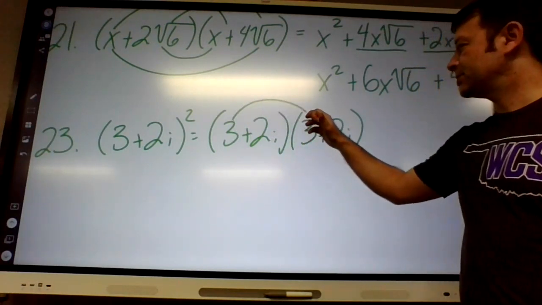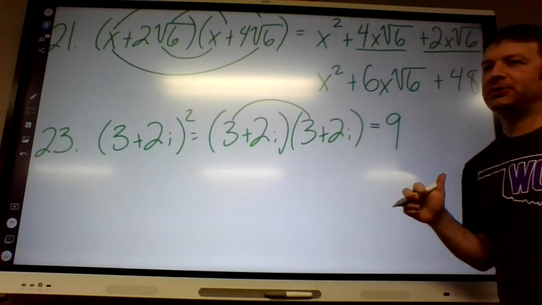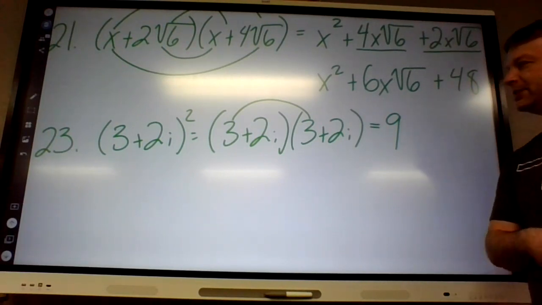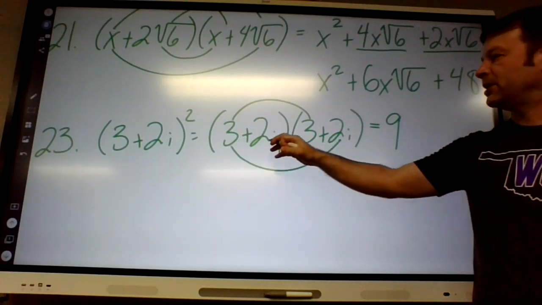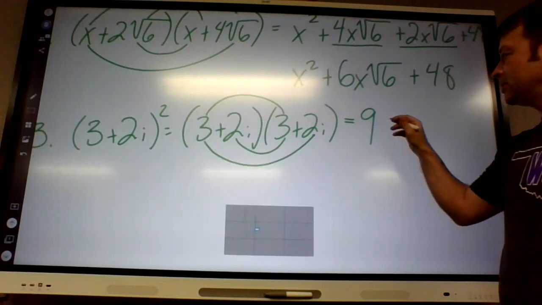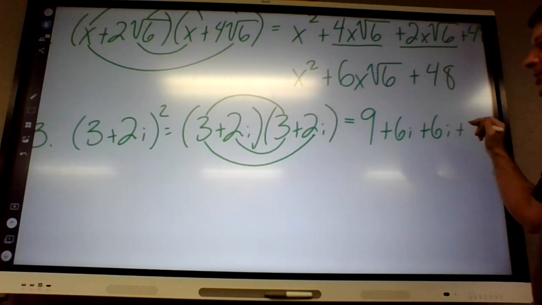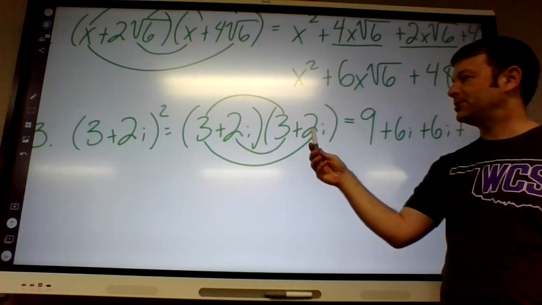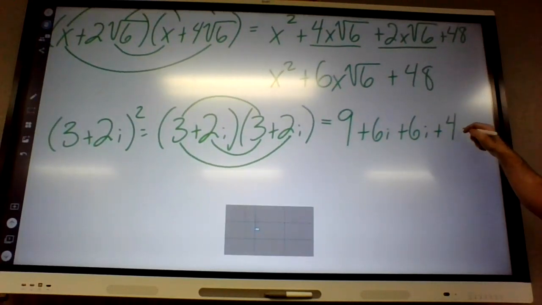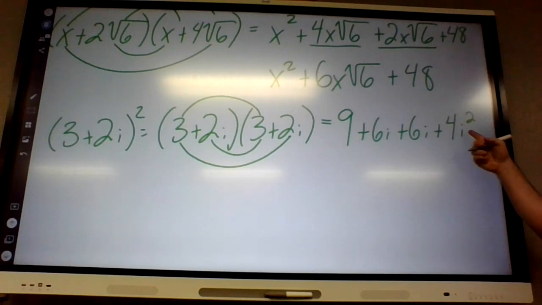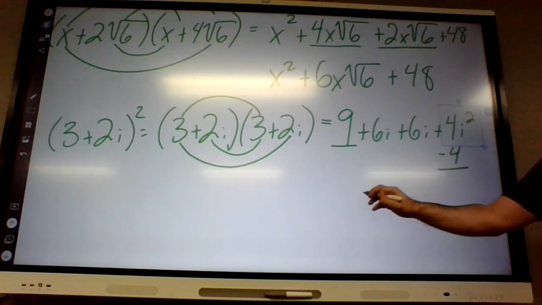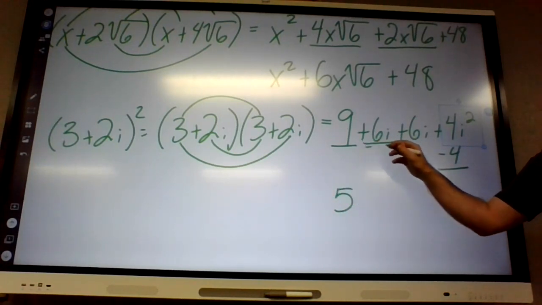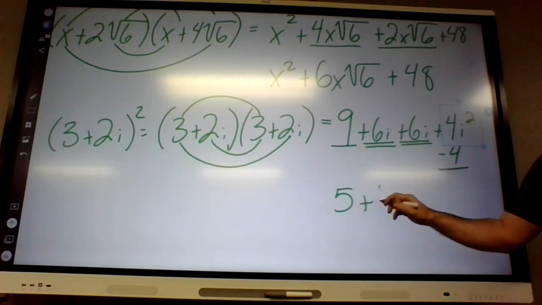So the first, 9. We did some of these imaginary multiplying problems in the past. Outside is what? 6i. Inside? 6i. It's really this last one that people get wrong. What's 2i times 2i? 4i squared. Right, the i squared is negative 1, so this becomes a negative 4. So we have 9 minus 4, which is 5, and plus 6i plus 6i, which is plus 12i.